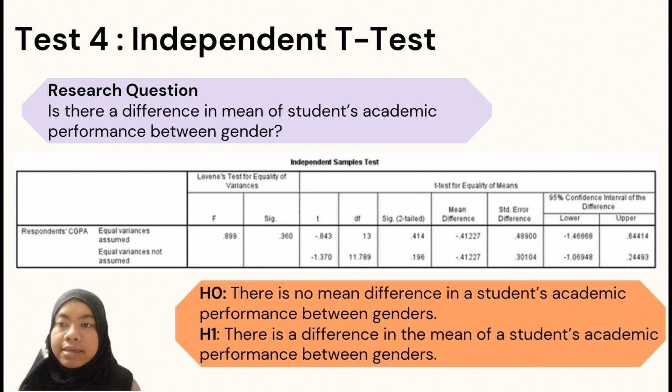From the SPSS result, we can see that the p-value is 0.360, which is more than the significance level of 0.05. So, we fail to reject the null hypothesis of equal variance. Therefore, it can be concluded that the variance of CGPA score in the two groups, male and female, are equal. Then the corresponding p-value was 0.196, which is greater than the significance level of 0.05. This indicates that there is no mean difference in student academic performance between genders, male and female.